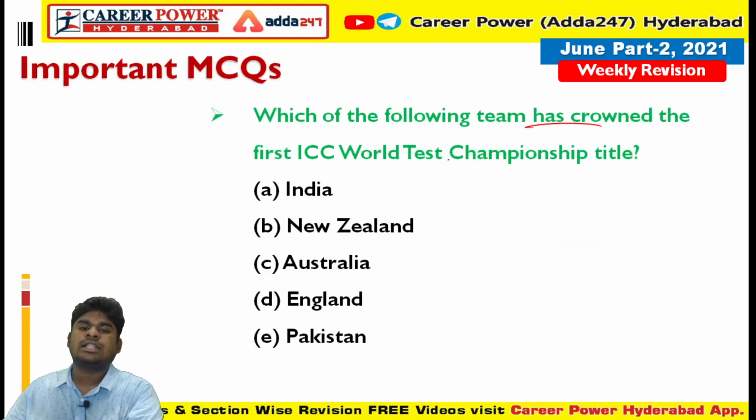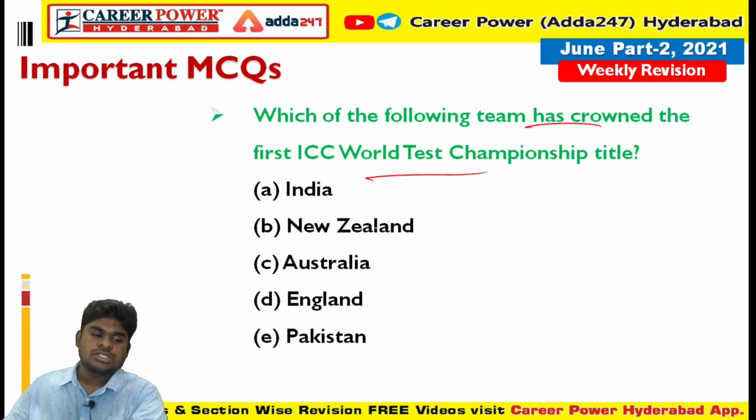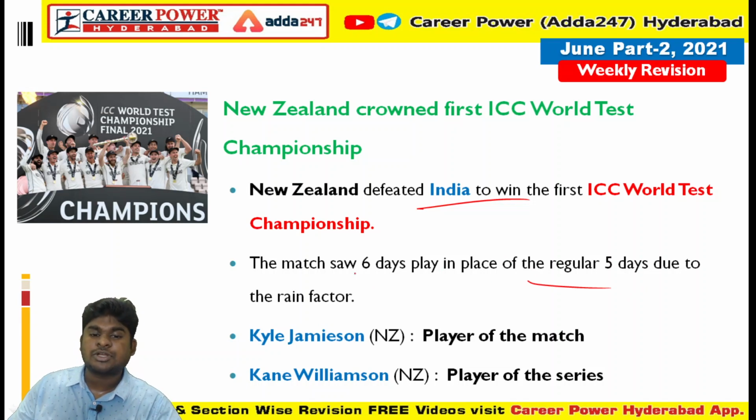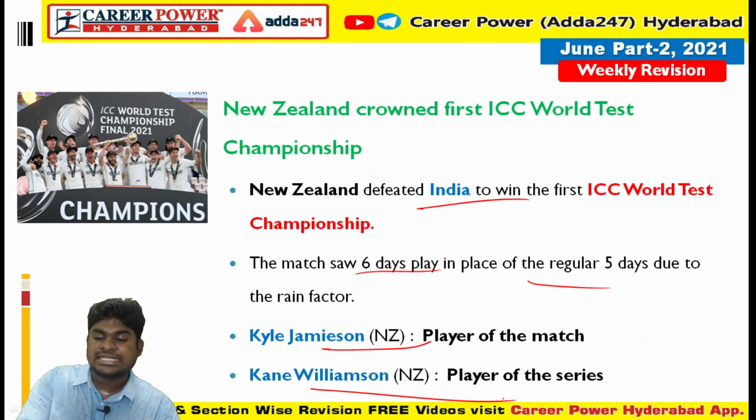Which team has won the ICC World Test Championship? You know the answer. The answer is New Zealand. New Zealand defeated India to win the ICC World Test Championship. Usually a Test match will be 5 days, but due to rain it went to 6 days. The player of the match is Kyle Jamieson and the player of the series is Kane Williamson.